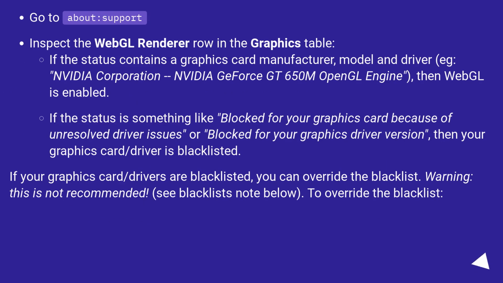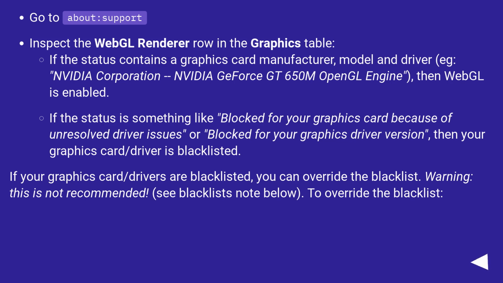Go to about:support. Inspect the WebGL Renderer row in the graphics table. If the status contains a graphics card manufacturer, model and driver, e.g., NVIDIA Corporation, NVIDIA GeForce GT 650M OpenGL Engine, then WebGL is enabled. If the status is something like "blocked for your graphics card because of unresolved driver issues" or "blocked for your graphics driver version", then your graphics card/driver is blacklisted.